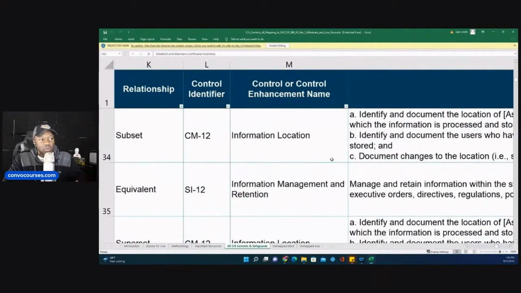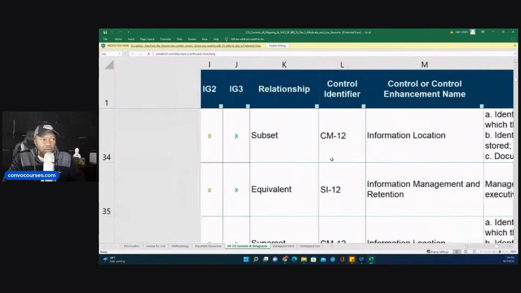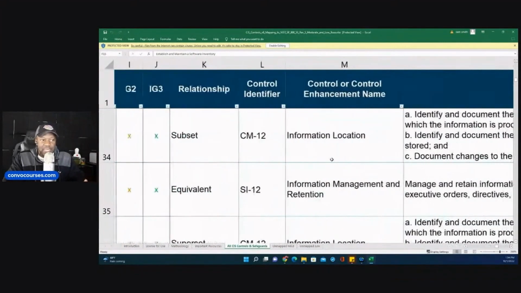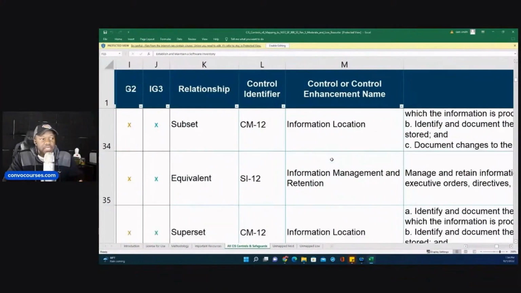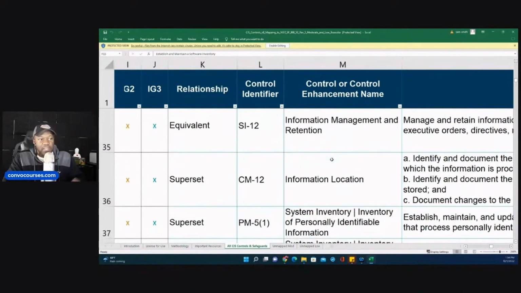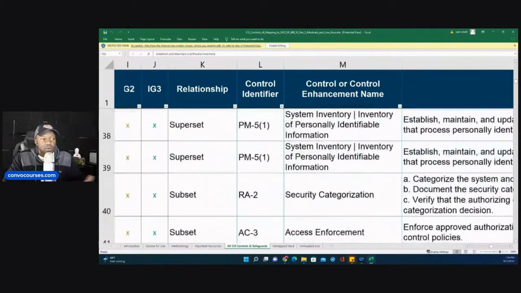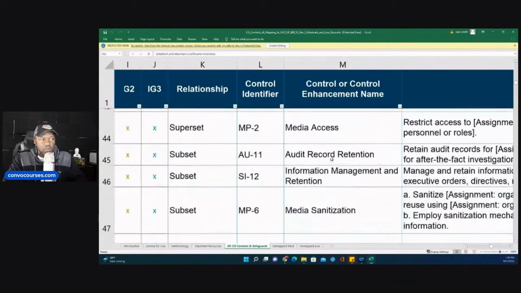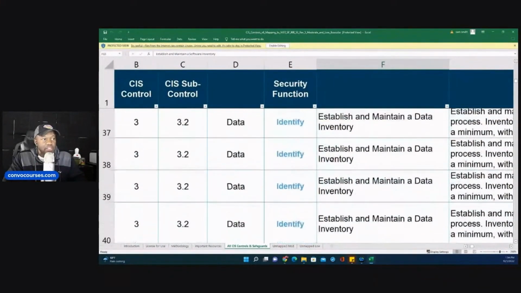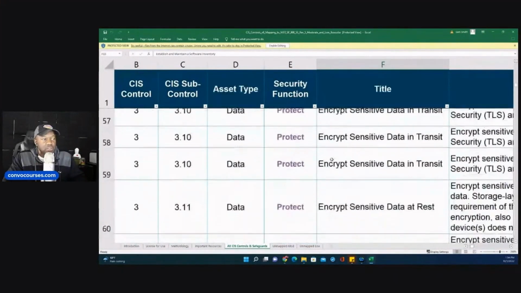Another one is CM-12, which is information location. Where's the information located? And in data protection, that's really important. We need to know where it's located, where it's going to go, how we're going to protect it. Because if we don't even know where it is, how can we protect it? Another one is SI-12, information management and retention. CM-12, information location, once again. So we have a bunch of different controls that map to the CIS 3 controls. Let's keep going.